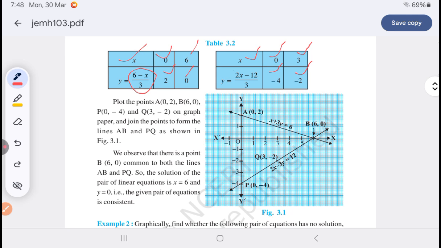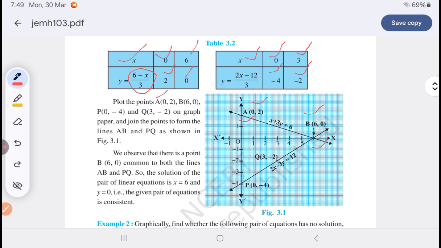So let us plot these points. First point 0 comma 2. X is 0, then y is 2. So this is the point. Then x is equal to 6, y equal to 0. This is the point. A point and B point.